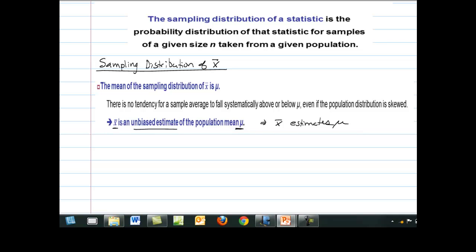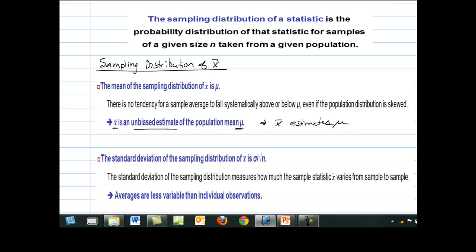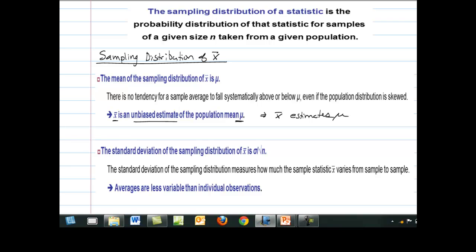Now with the standard deviation of the sampling distribution, you might think, oh, it's probably exactly the same as the standard deviation of the population itself, but that's not true. As it turns out, the standard deviation of the sampling distribution of x bar is sigma, which is the population standard deviation, divided by the square root of n. n is our sample size, of course.